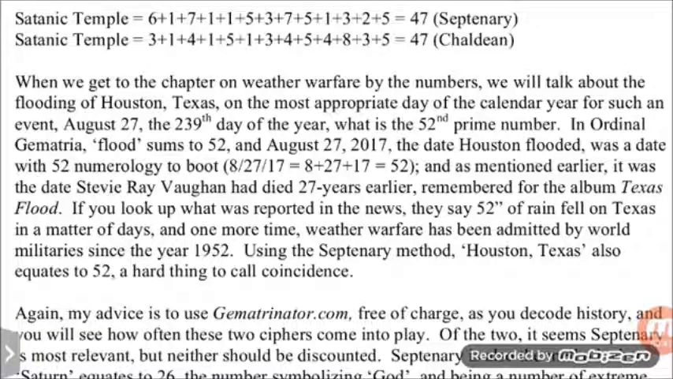And as mentioned earlier, it was the date Stevie Ray Vaughan had died 27 years earlier, remembered for the album Texas Flood. If you look up what was reported in the news, they say 52 inches of rain fell on Texas in a matter of 5 days. And one more time, weather warfare has been admitted by the world military since the year 1952. Using the septenary method, Houston, Texas also equates to 52, a hard thing to call coincidence.